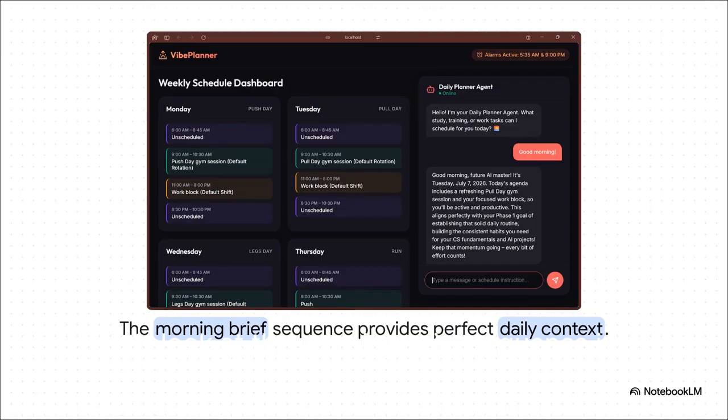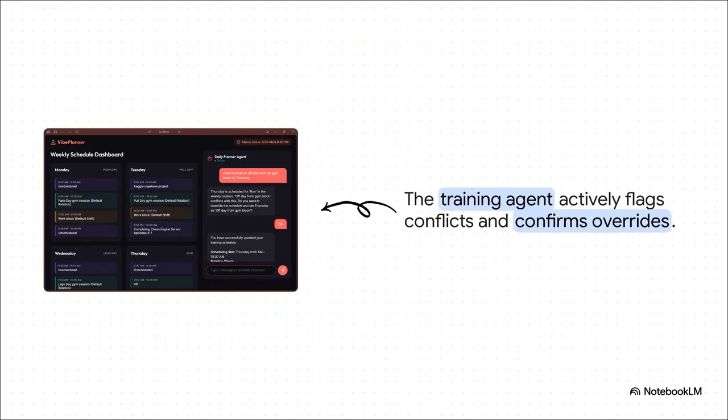Let's look at the morning brief sequence in action. At exactly 6 a.m., the agent wakes you up, reads your overarching summer plan, and checks today's schedule. It delivers this exact, precise context so you wake up knowing exactly what you need to do and how it aligns with your larger goals. No guessing required. And what happens when things change?